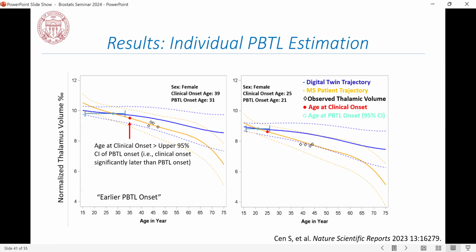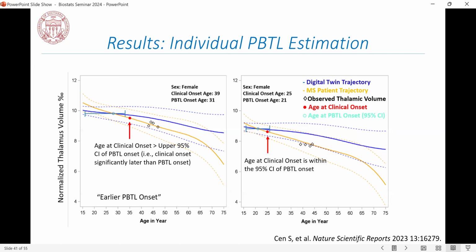On the right side, the red dot is within the confidence interval for the predicted progressive brain tissue loss, and the left side is outside of it, right? So we call the right side a simultaneous onset: the clinical onset and the progressive brain tissue onset happen at the same time. The left side is outside of it. We call it earlier progressive brain tissue onset, earlier biological onset, or late clinical onset.